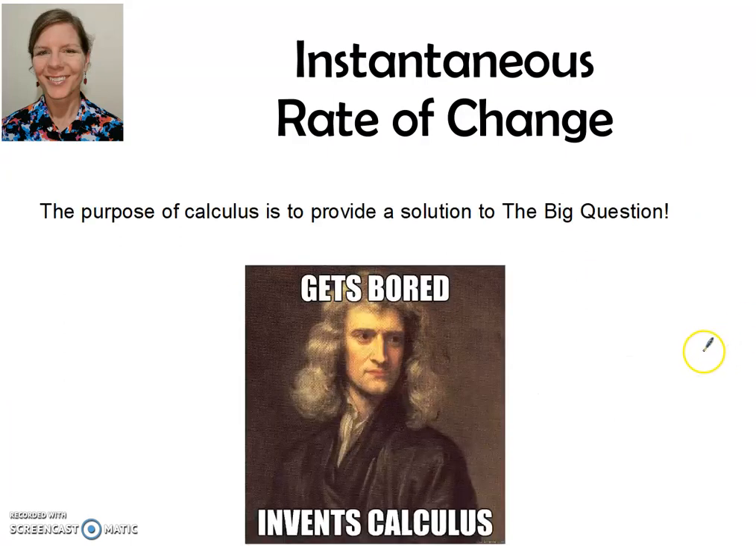So the purpose of calculus is to provide a solution to this big question. And of course this was something that good old Isaac Newton thought about. Clearly he decided that he wanted an answer to this and invented calculus in order to solve this problem, for which we are extremely grateful.